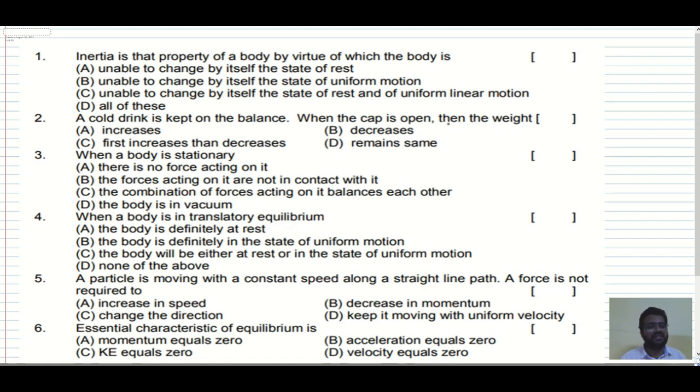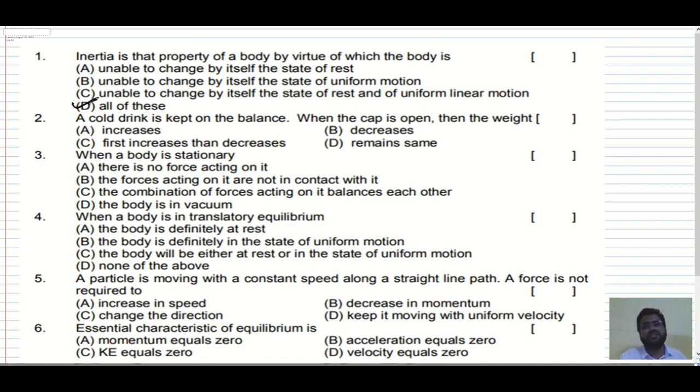So what is inertia? Inertia is the inability of a body to change its state of rest, its state of direction, its state of motion. So that is what inertia means. Inertia is that property of a body by virtue of which the body is unable to change by itself the state of rest, correct? Unable to change by itself the state of uniform motion, correct? Unable to change by itself the state of rest or uniform motion, correct? So the answer for this first one is all of these.